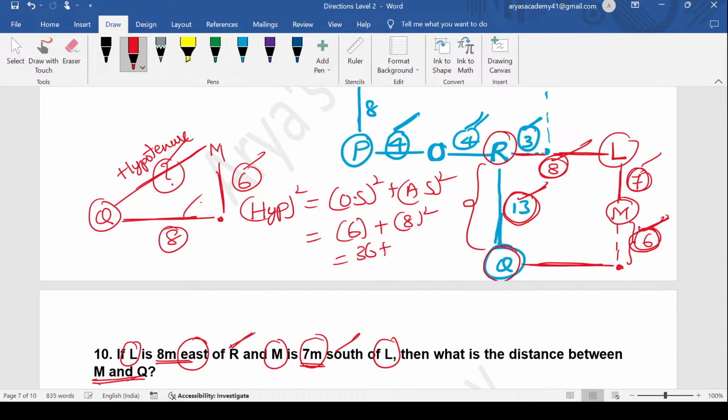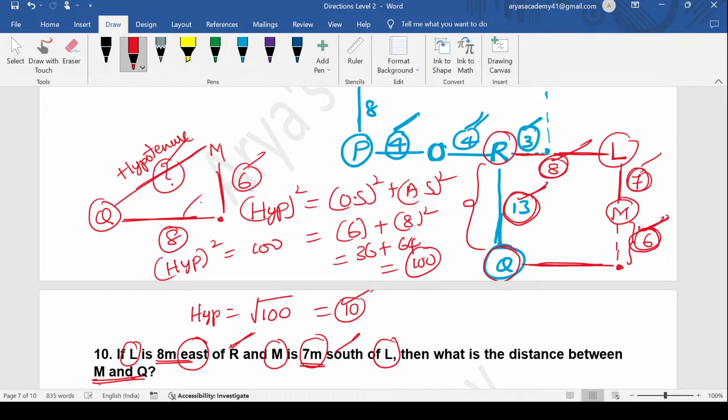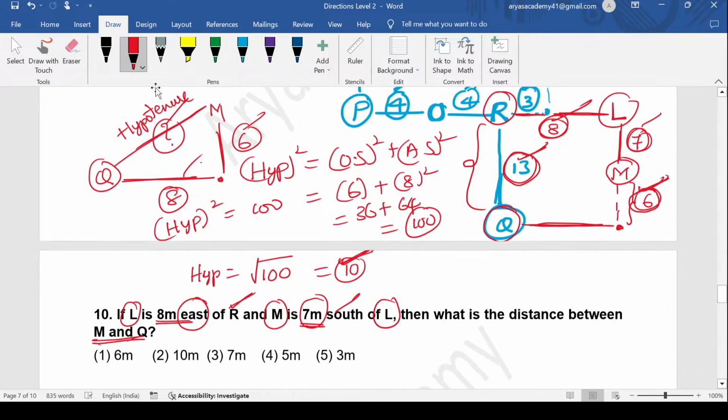6 square, how much? 36. 8 square, 64. If you add, it becomes 100. But 100 is not the distance. If hypotenuse whole square is equal to 100, and I want to find the hypotenuse, then the square will go to the right side. When the square goes to the right side, it becomes square root. Square root of 100 is not 100, it's actually how much? 10. So the correct distance between Q and M is 10 meters.